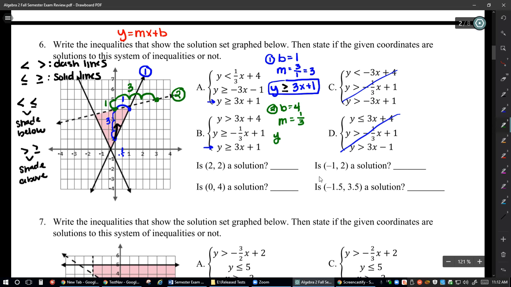So we've got y, some symbol, 1/3 x plus 4. Now let's figure out which symbol. So it's a dashed line, so it needs to be one of these symbols, less than or greater than.